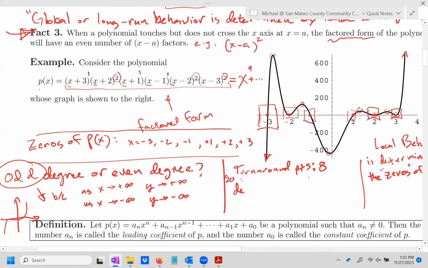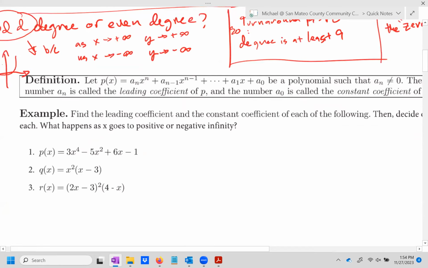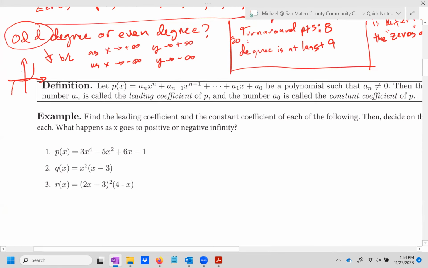So this just tells us the degree is at least 9, okay? Because if the degree was less than 9, it's not possible for it to have 8 turnaround points. But I can also tell in this example that the degree is 9, so it makes sense that it has 8, okay? All right, so these are just facts. Now one more definition, and then we're going to do our examples.